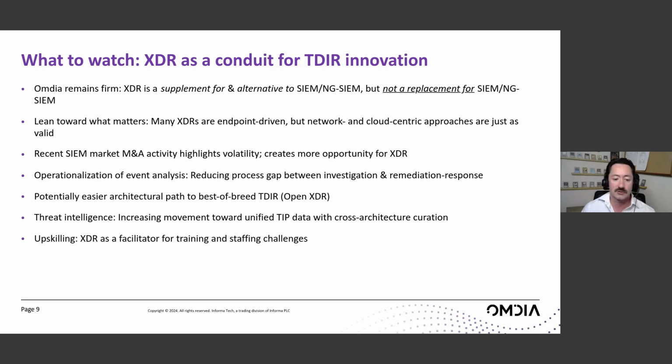Threat intelligence. We're seeing a movement toward unified TIP data architectures with a cross-architecture curation approach. And a lot of the movement we see in the market recently, XDR, is adding that comprehensive threat intelligence data from a variety of sources and making it natively consumable as part of the threat detection element within XDR solutions.